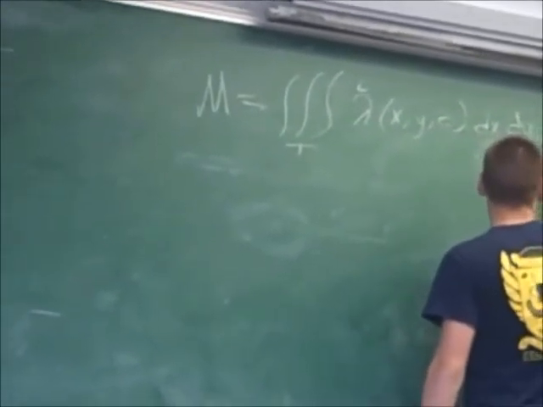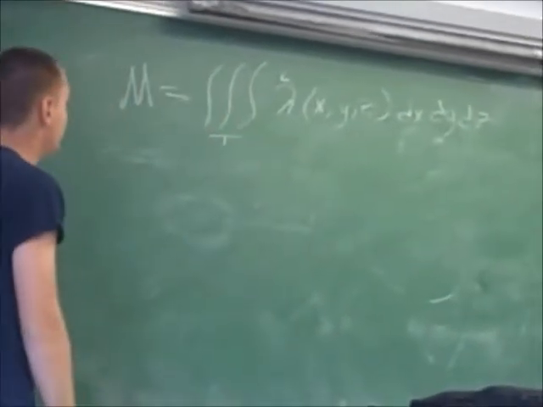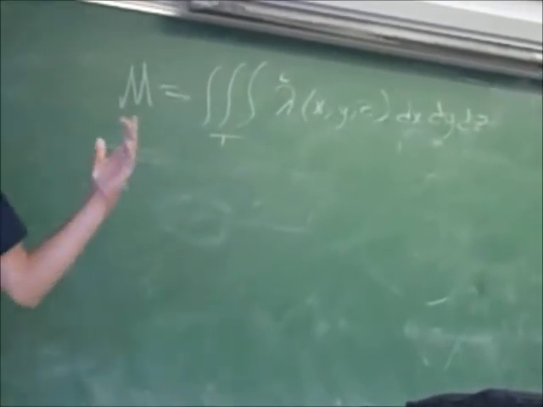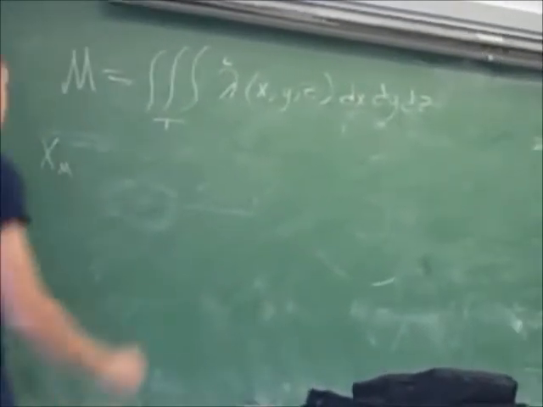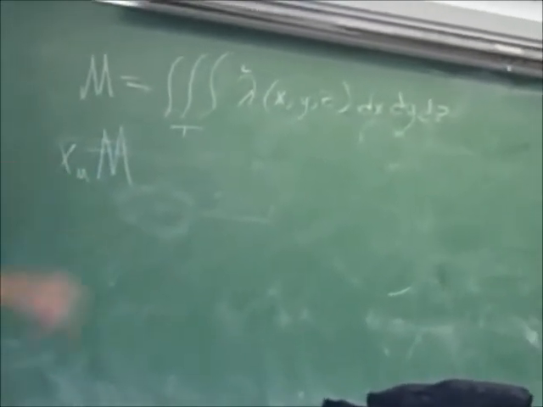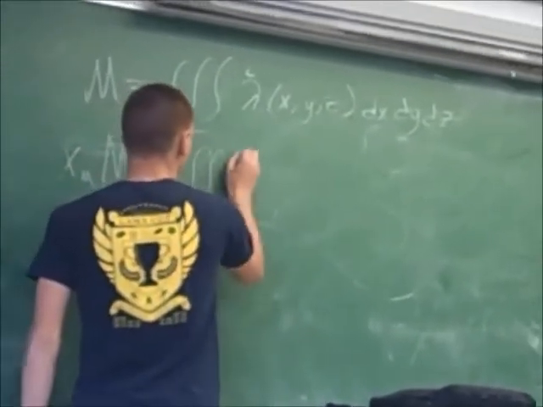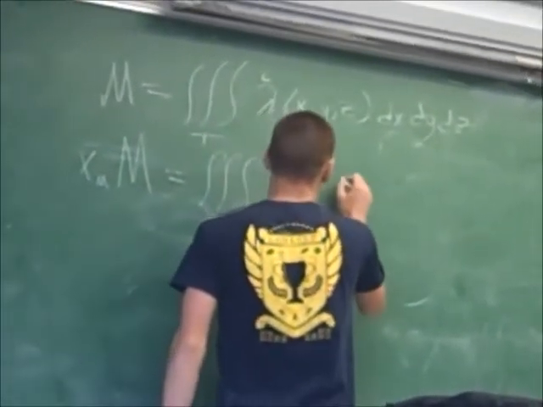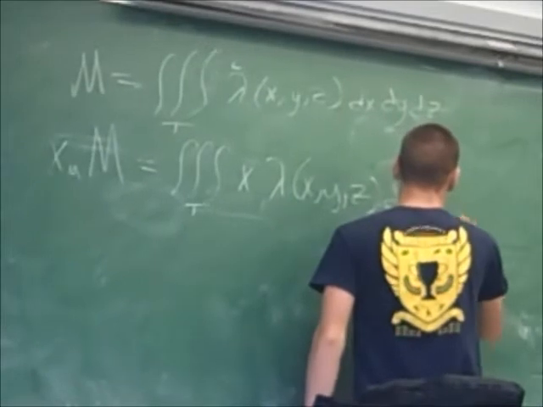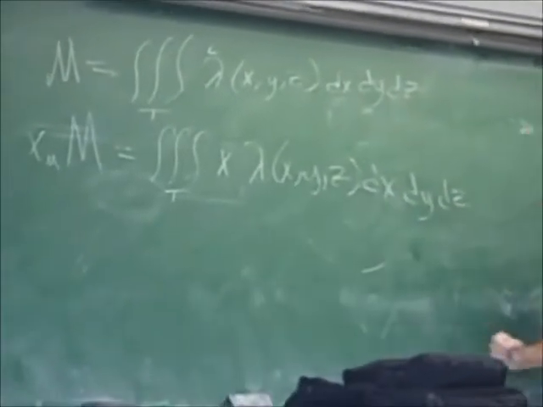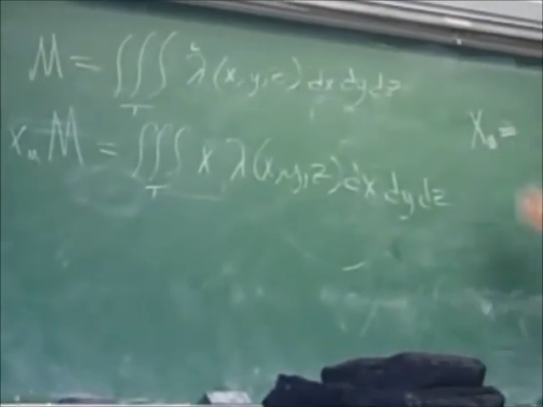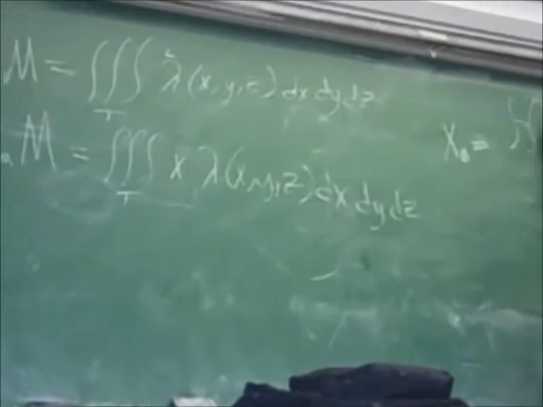dy, dz. Okay? And the center of mass will be found with either x, y, or z. We'll just look at x here because they're all the same. So this is the x coordinate of the center of mass. X sub m is equal to the integral over T of x times lambda. Okay. So really what that tells us is that the x coordinate of the center of mass is going to be equal to an integral divided by an integral.